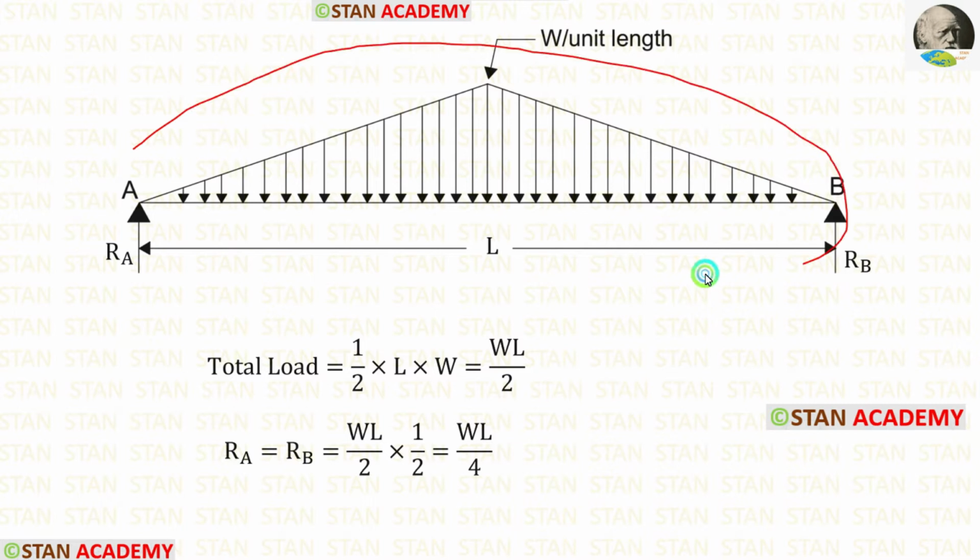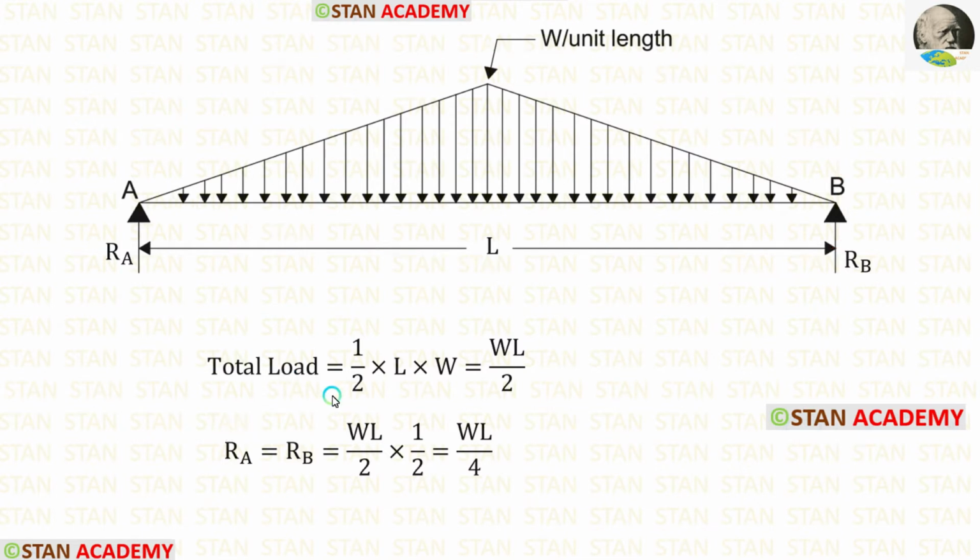In this triangular loading, to find out the total load, we have to find the area. We know the area formula of a triangle, half into breadth into height. Here breadth is L and height is W. So the total load is WL upon 2. To find out RA and RB, we have to divide the total load by 2. In this way, we are getting RA and RB as WL upon 4.